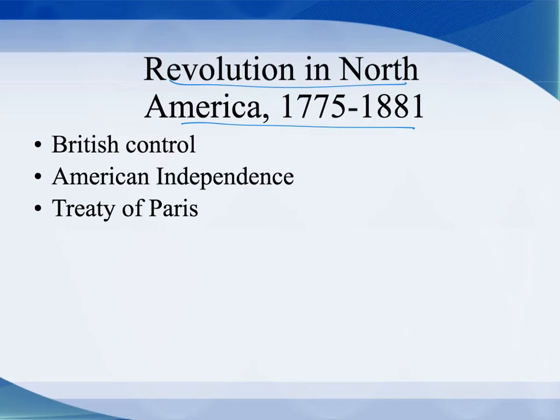And this is probably the fastest that we will ever cover this topic. But our years here are 1775 to 1881. And so to start things off, by the 1760s, Americans were sick of British control. They were sick of the British controlling them politically and economically. The British had control over trade. They were restricting American shipping.